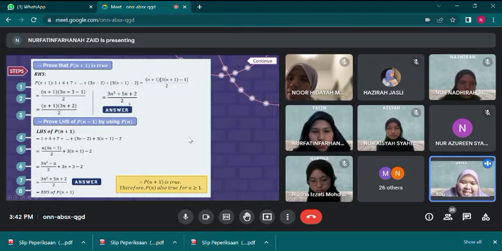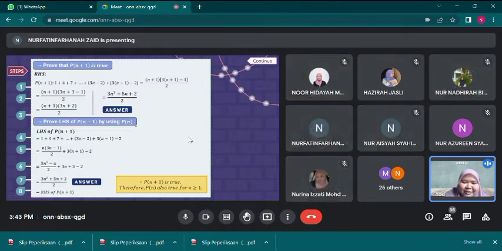Our main goal is to prove the right hand side of Pn plus 1 by using Pn. It should be noted that 3n plus 1 actually comes from 3n plus 3 minus 2. We simplify the equation after the left hand side by 3n plus 1, which comes from 3n plus 3 minus 2, and we get the same result as our third step. Hence, Pn plus 1 is true, therefore Pn is also true. Next, I will let Nadira continue our presentation.